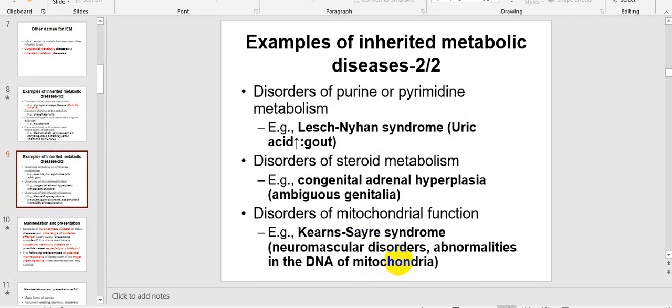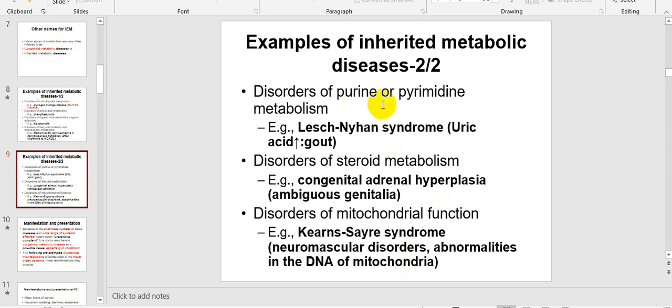Disorders of purine or pyrimidine metabolism. I guess by now you know what a purine is, what a pyrimidine is. Examples of purines are adenine and guanine. Then cytosine, uracil, and thymine are pyrimidines. Okay, so disorders of purine or pyrimidine breakdown lead to what we call Lesch-Nyhan syndrome or uric acid buildup.